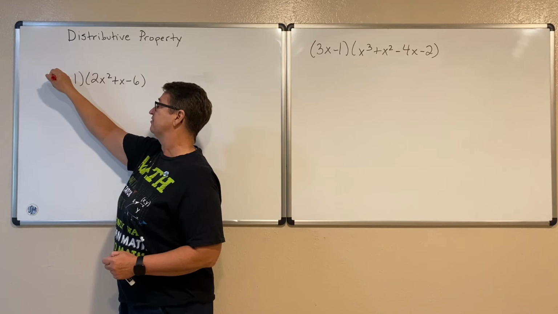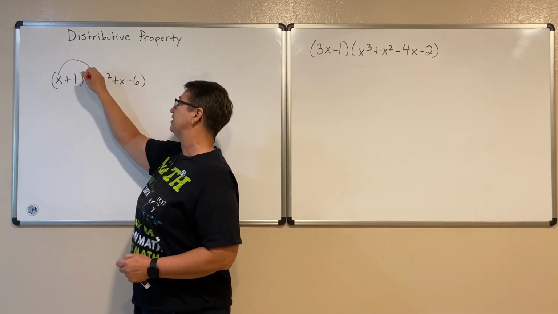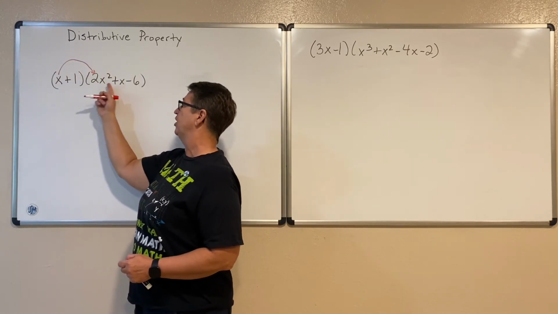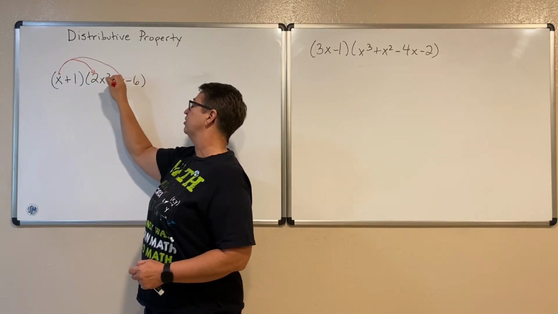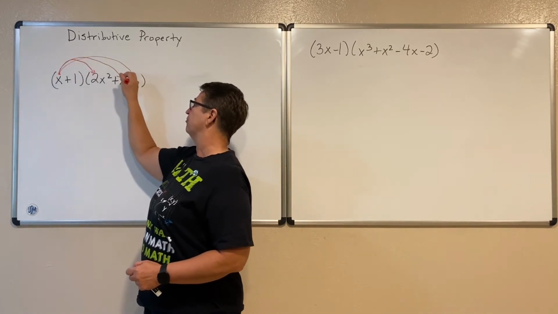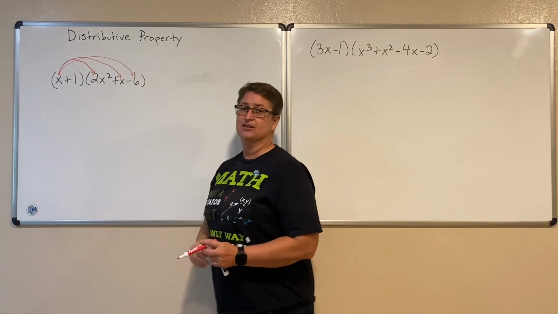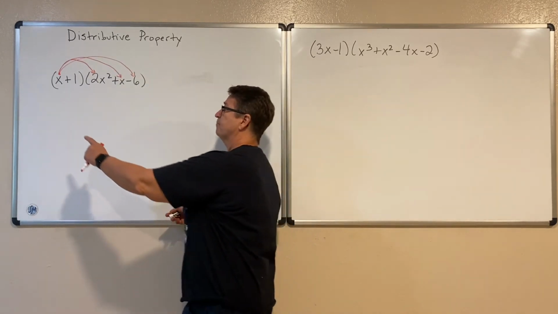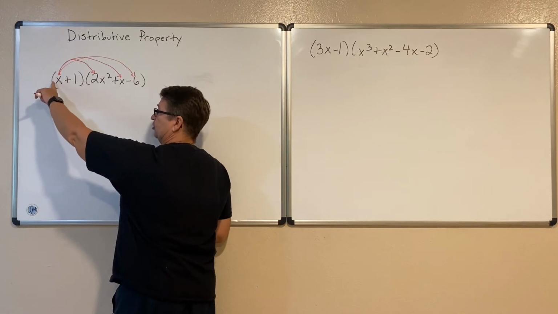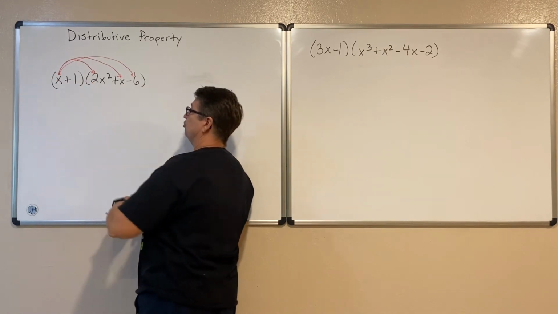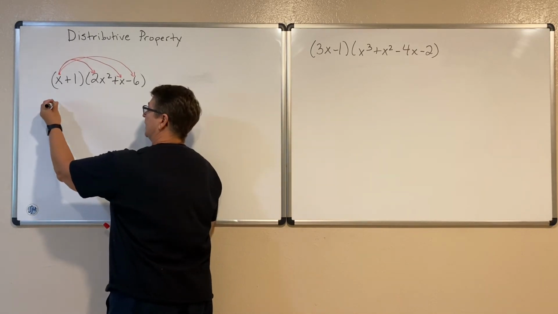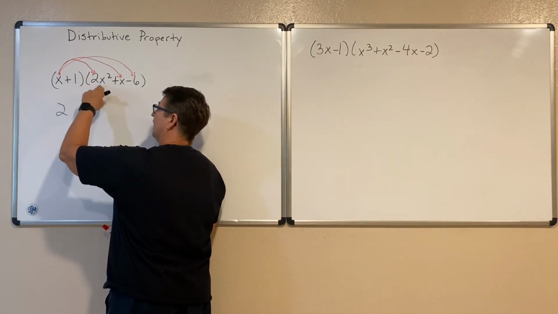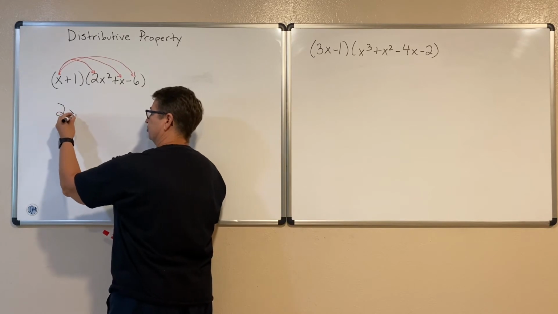So I'm going to take this x and multiply it times each one of these terms. There's 1, 2, 3 terms in this polynomial. So I'm going to multiply that x by all 3 of those terms. The coefficient in front here is 1, so 1 times 2 is just 2. And then I'm multiplying x times x times x, which is x cubed.